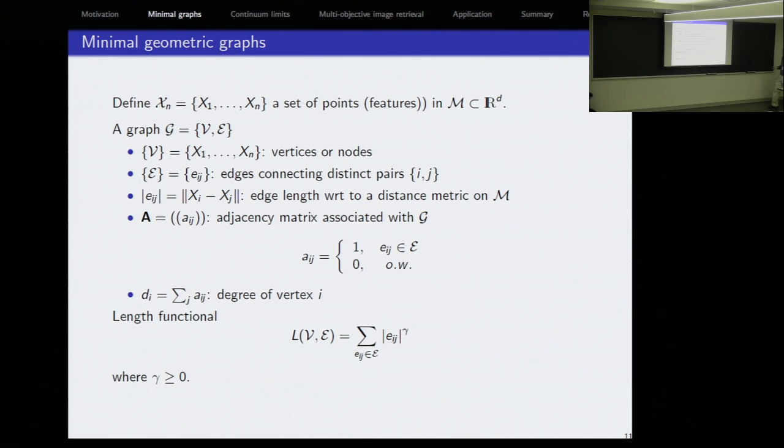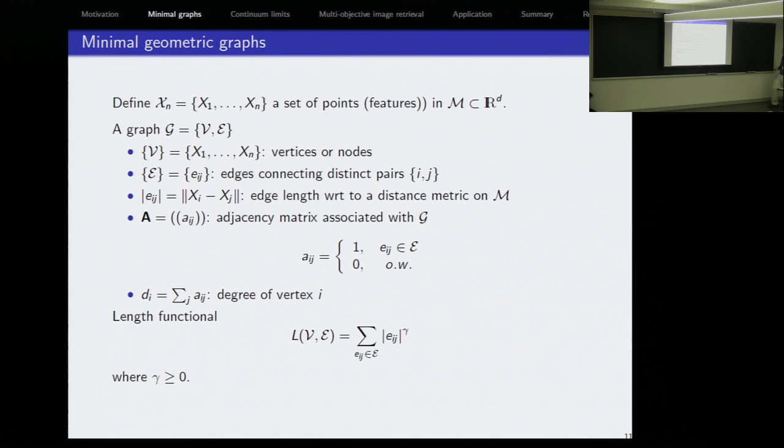The similarity between two pairs of nodes is going to be the Euclidean distance. And then, of course, we can construct an adjacency matrix associated with the graph if we threshold these edges. And then we can also define things like the degree of the vertex, which is the row sum of the adjacency matrix. The adjacency matrix is going to be symmetric since the similarity measure is also symmetric.